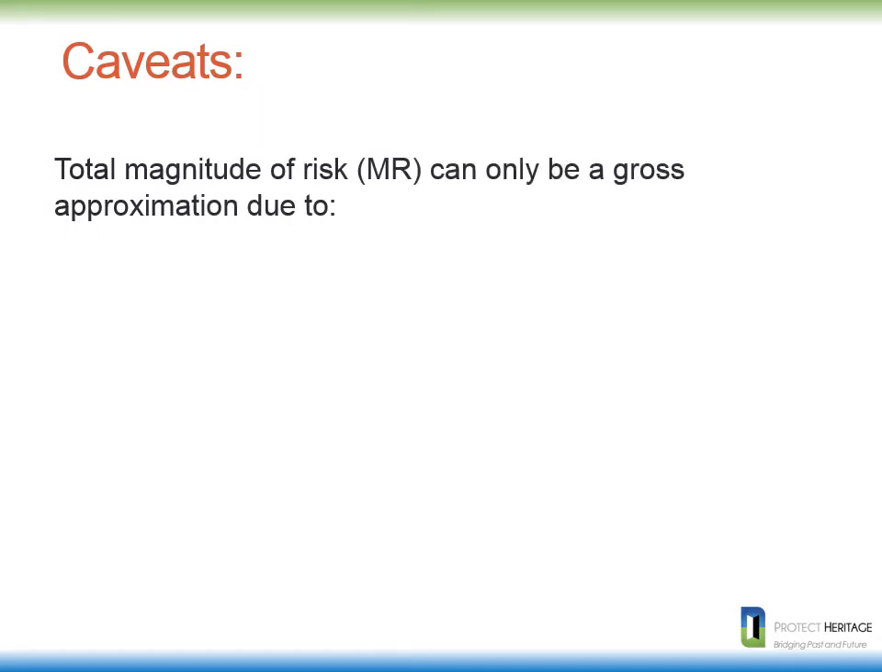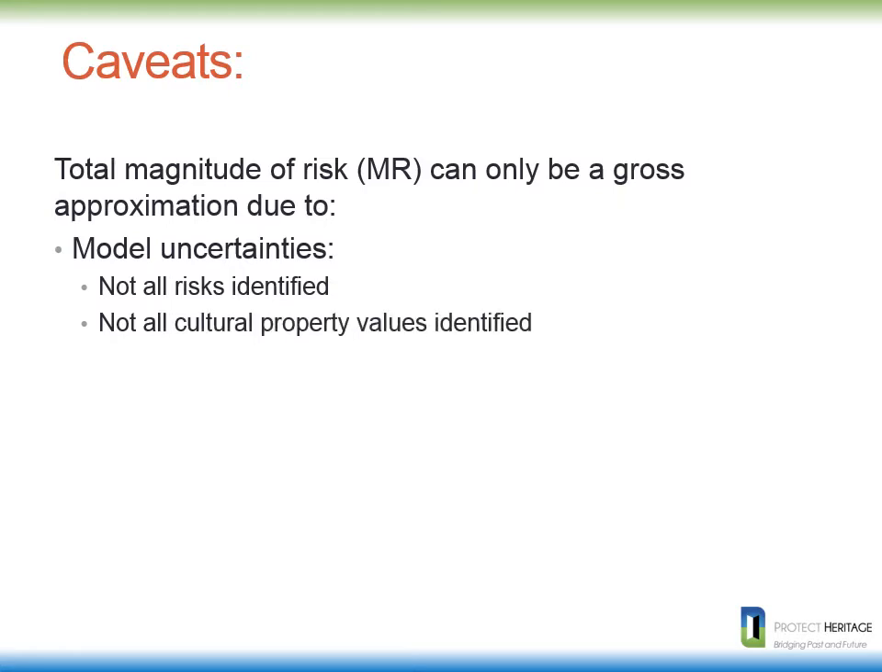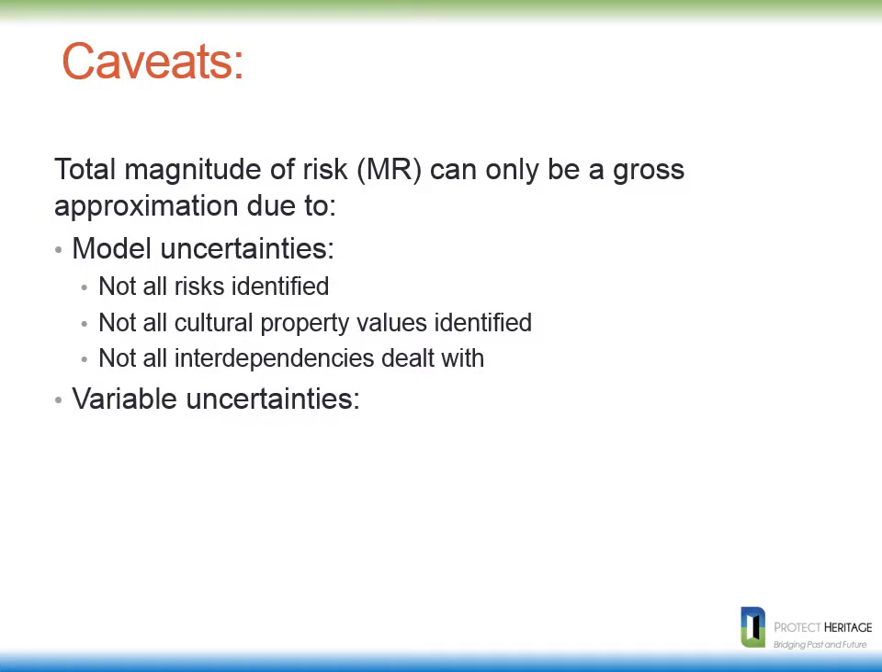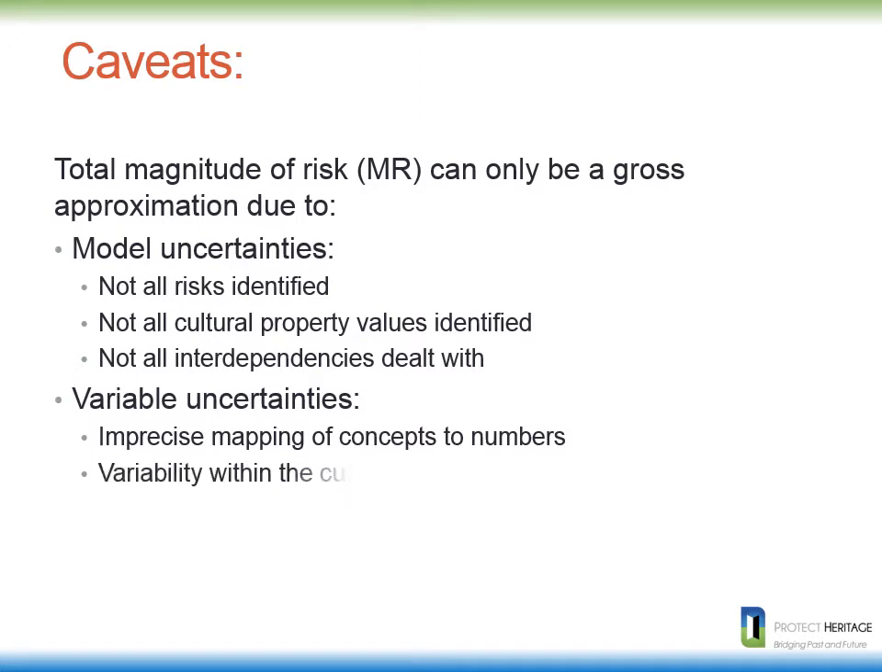We must be aware of caveats because the total magnitude of risk can only be a gross approximation due to model uncertainties, including not all risks might be identified, not all cultural property values might be identified, and not all interdependencies between risks and risk factors are dealt with, and variable uncertainties, including imprecise mapping of concepts to numbers, variability within the cultural property, that is variability in susceptibility, values, and so on, and irreducible random variability.